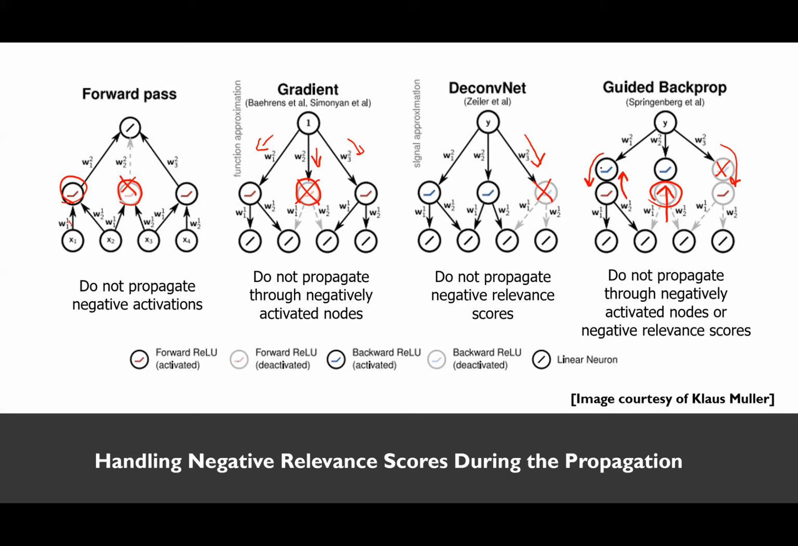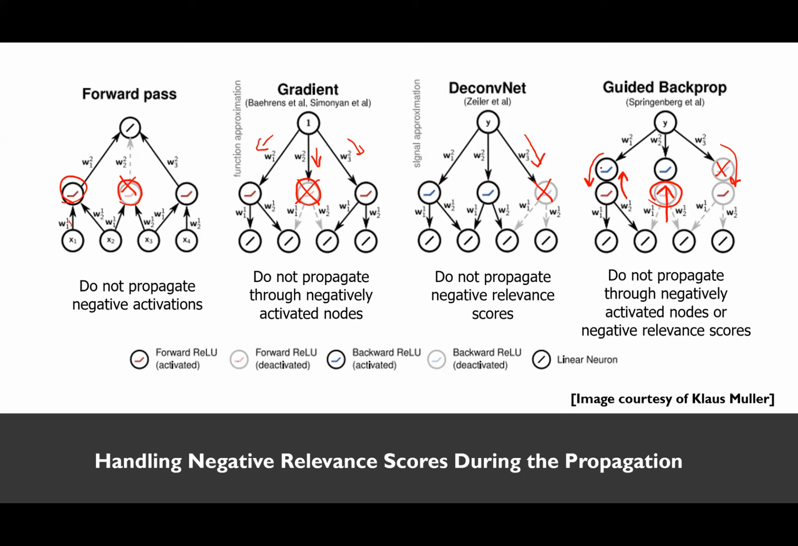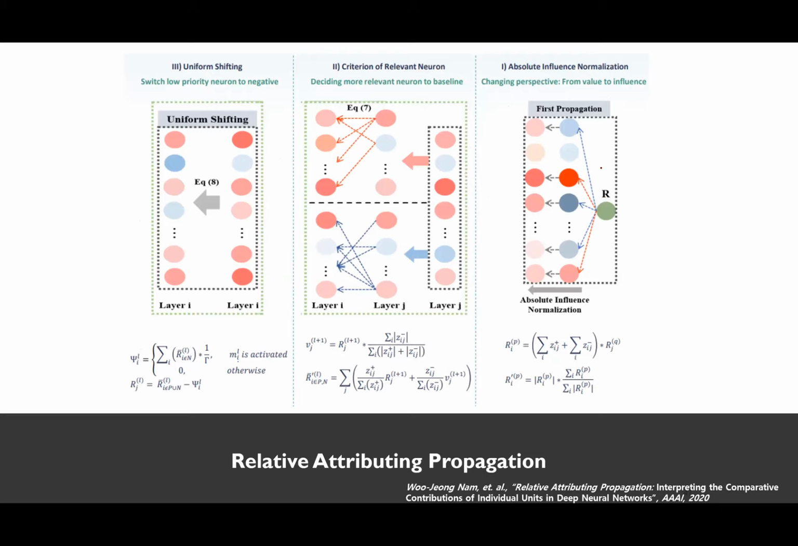There are many methods in the gradient, the deconvnet and guided backprop. But in terms of noise handling and the issue that we have, these methods do not solve the issue clearly. So one of the solutions, of course, is a biased method. This is not really theoretical yet. It is the biased method that I collaborated on with my colleague, and it is called relative attributing propagation.